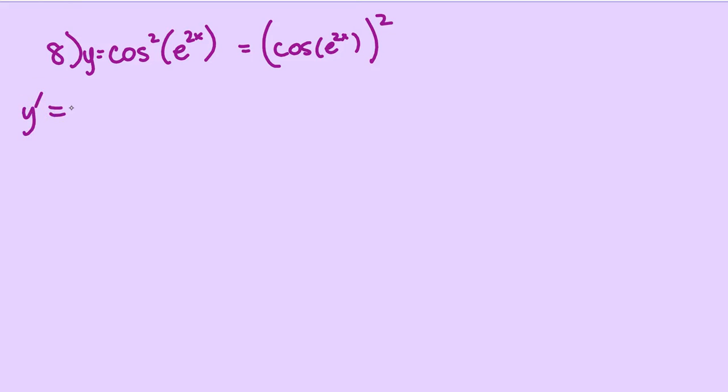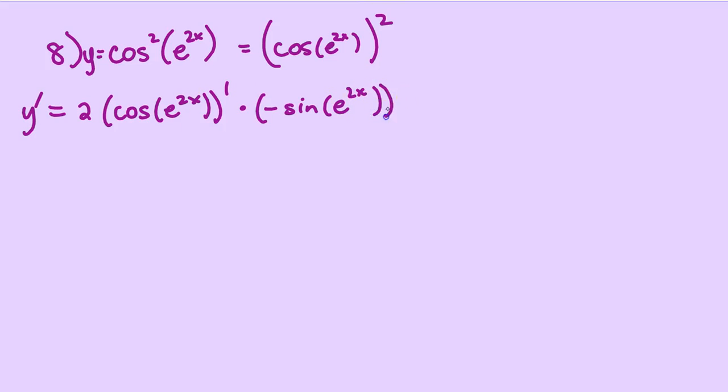So the derivative is going to be, first, the outermost part is the squaring, so bring down the 2 and raise the cosine of e to the 2x to the first. Of course you don't have to write the 1 there. When you raise something to the first, we don't write the 1. I'm just doing that to prove the point. Next layer is cosine, and the derivative of cosine is negative sine. So we have negative sine of e to the 2x. Whatever was in there before is still in there now.